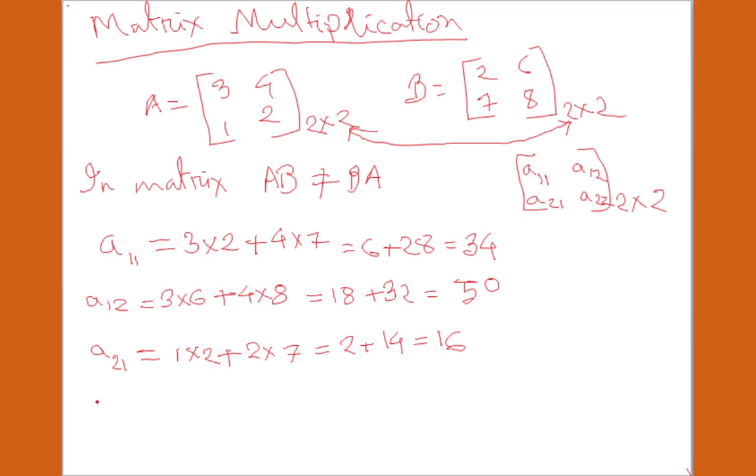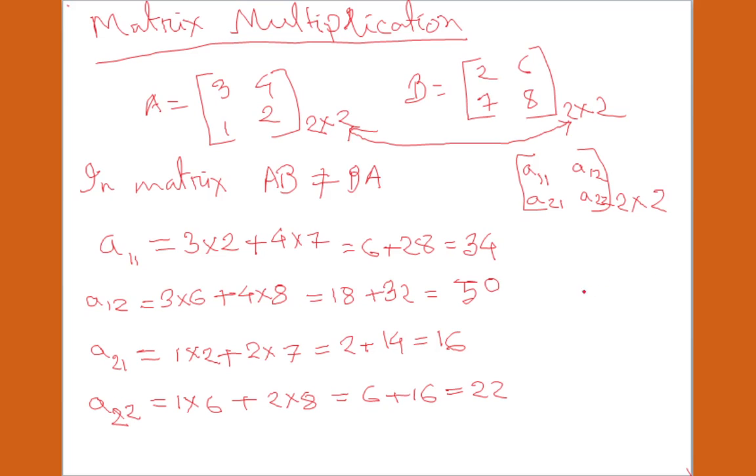Next, last element A22. A22 means second row, second column. Second row 1, 2, second column 6, 8. That means 1 into 6 plus 2 into 8. 6 plus 16, 22. Okay, so these are the 4 elements.